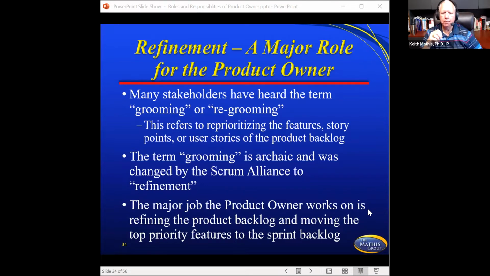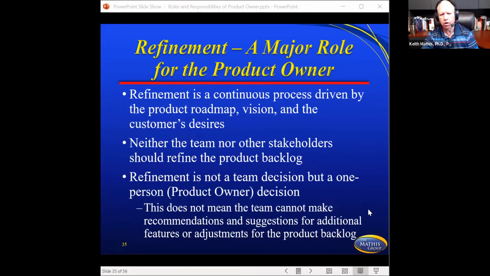And so the major job of the product owner of their work is on refining the product backlog, constantly keeping it from the highest priority to the lowest. And so that way the customer is always getting the highest priority work done and handed off to them at all times. So refinement is something they would continuously do based on every visit with their customer.